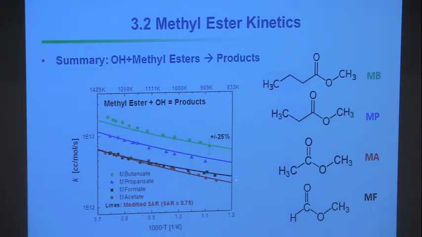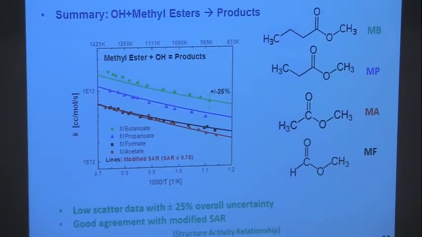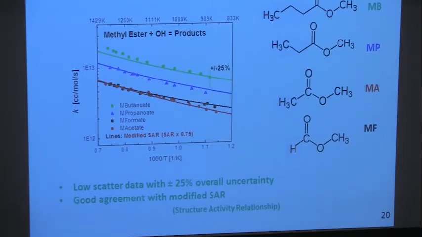And the reason that the red one is down here is that there's a certain logic here of the way you expect the methyl acetate to be higher, but because of the activity of the single H rather than the methyl. So basically, this is the state of the art for determining methyl esters plus OH. I think the scatter is maybe, conservatively, plus or minus 25%.